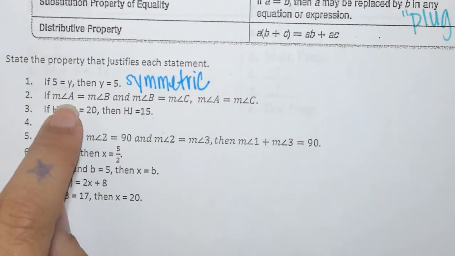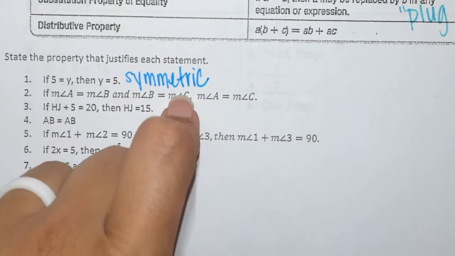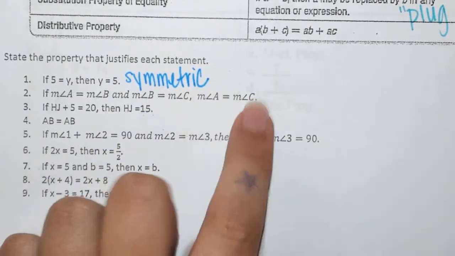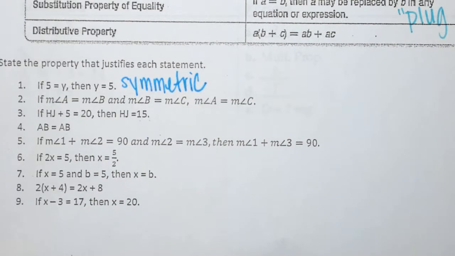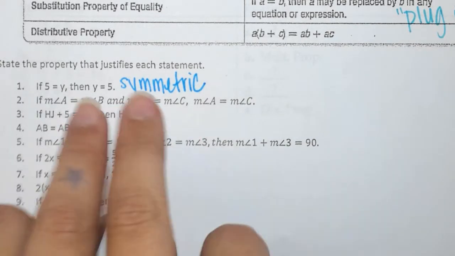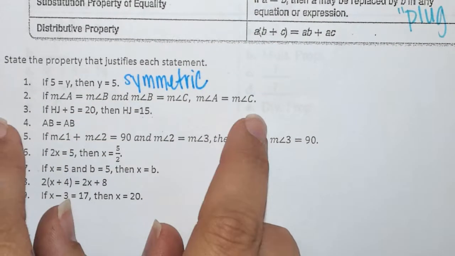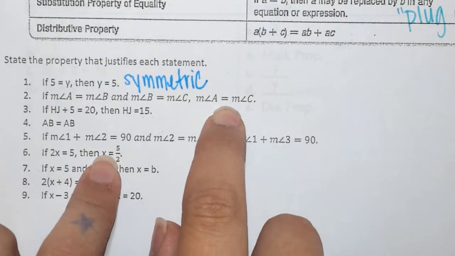Alright, number 2. If the measure of angle A equals the measure of angle B, and the measure of angle B equals the measure of angle C, then the measure of angle A equals the measure of angle C. Transitive. Now let's think about why it's transitive. These two in the middle move away, and those two on the outside come together and they make a family. Does everybody understand? Yeah.